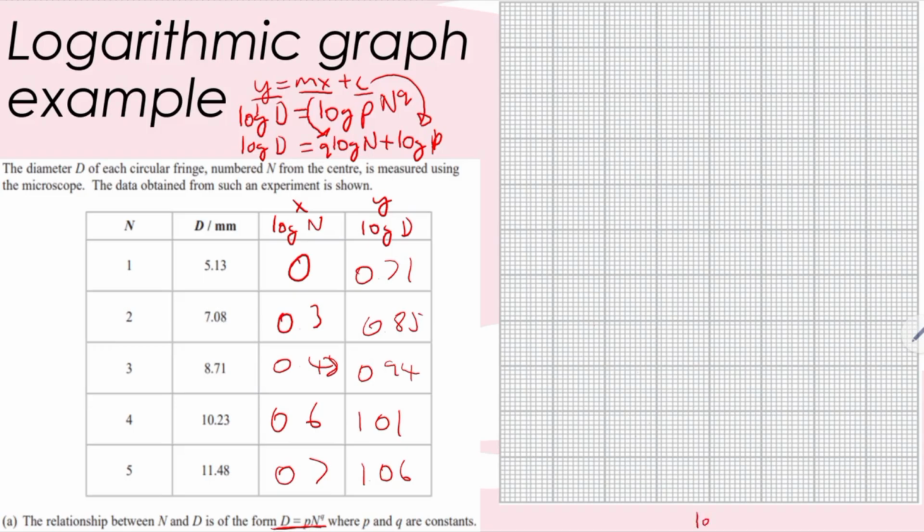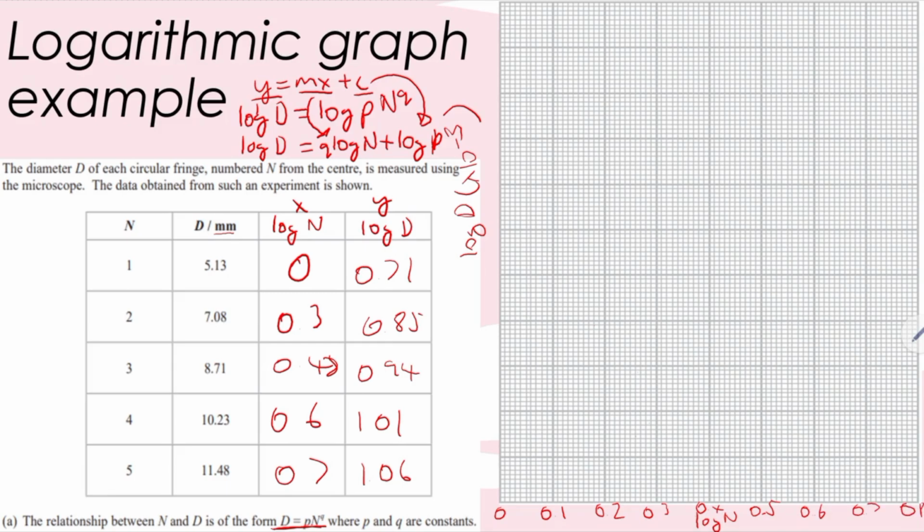So now first we need to label the graphs. So the x-axis will be log n and the y-axis will be log d. And as it's in millimeters, we need to times it by 10 to the power of minus 3 to get it in meters. So now we need to label it. So first we're going to do the x-axis starting from 0. So 0, 0.1, 0.2, 0.3, 0.4, 0.5, 0.6, 0.7, 0.8.